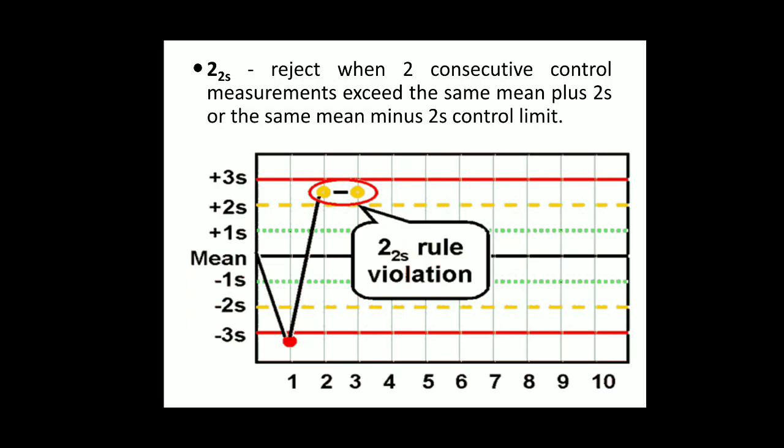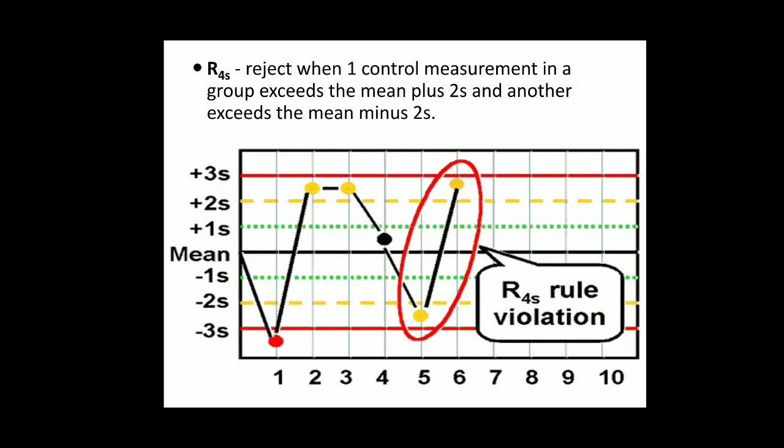Then 2 2S: consecutively the control measurement is exceeding 2SD on the same sign, so that is also a rejection rule. Then the R4S rule is there. So here this is R4S. Reject when one control measurement in the group exceeds the mean by +2SD and another exceeds -2SD. So if the fifth date is coming -2SD and the sixth date is coming +2SD, then we have to reject. We have to see the problem, redo the QC, do calibration, then quality control has to be run again.